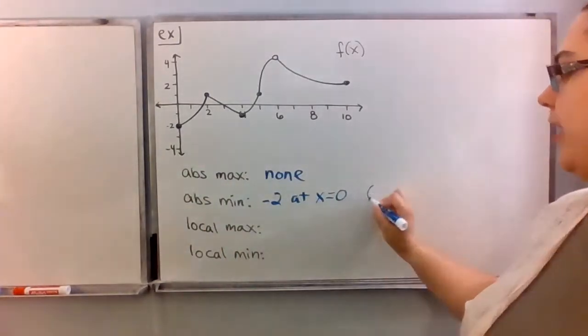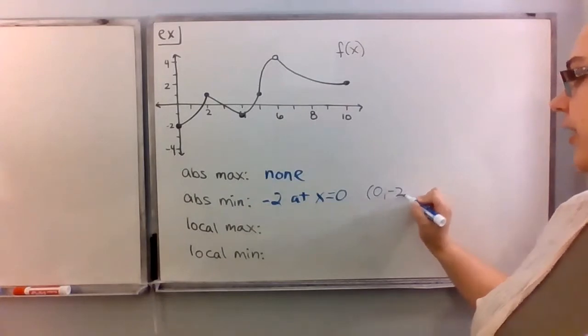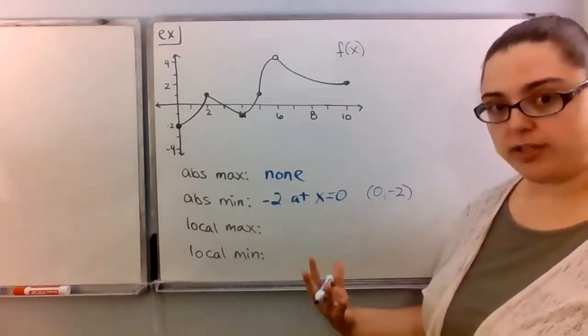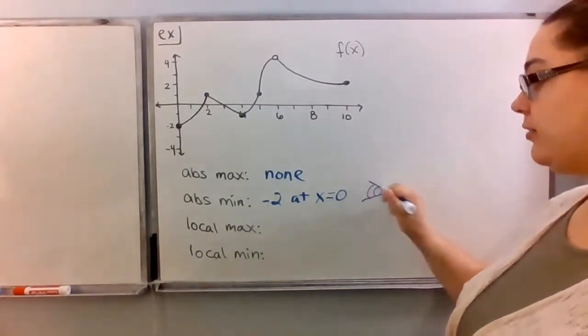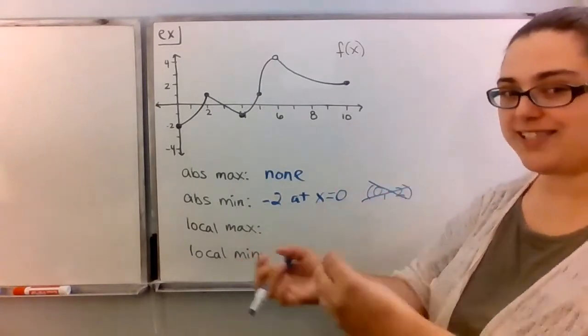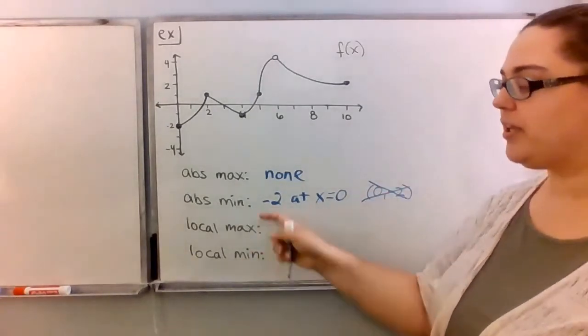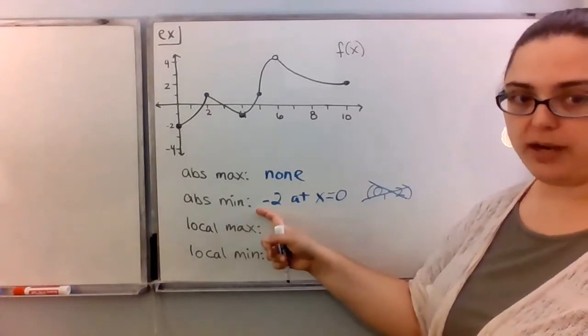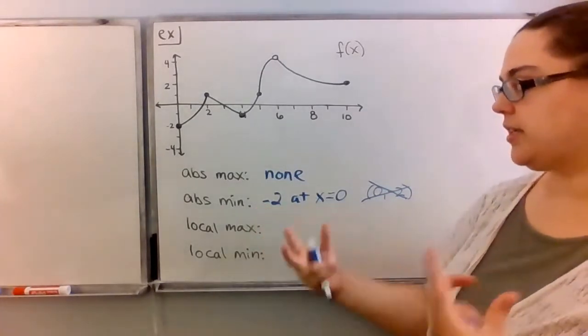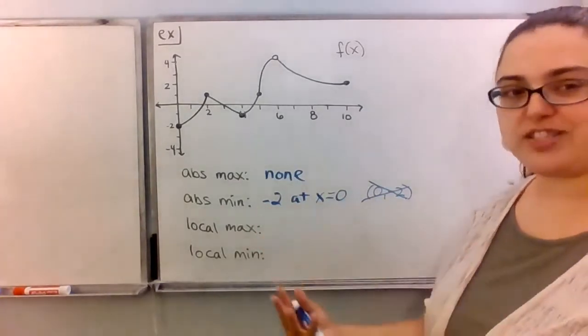So if you were to write a minimum as an ordered pair, if you were to write the coordinates of that point, this would be wrong. So the minimum is not the ordered pair. The minimum is the y value of the ordered pair. So we want to make sure we're being precise in how we are expressing our values.